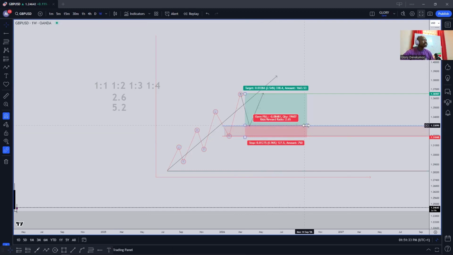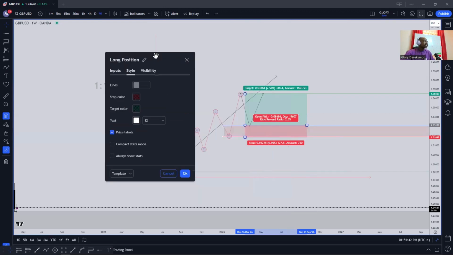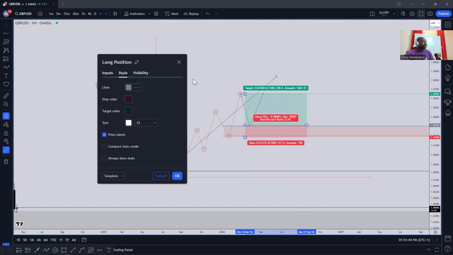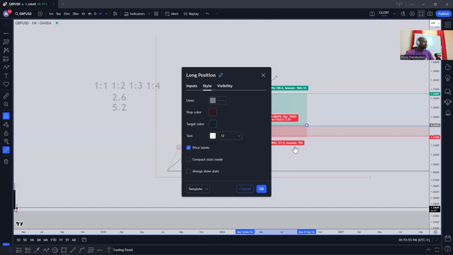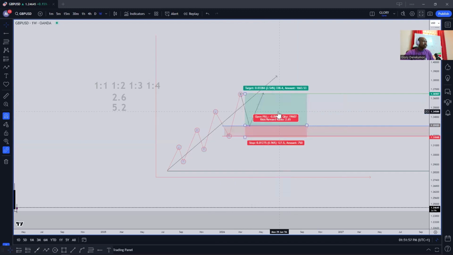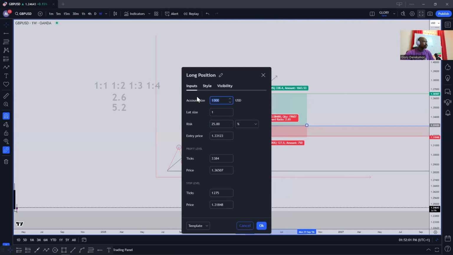Now, for you to know the number of pips from your entry price to your stop loss price, all you need to do is double click on the position tool and the settings dialog box is going to come up. Okay, either you double click on your position tool or you just click once on your position tool and then come right down here all the way to settings, okay? But the fastest way, obviously, is to just double click on your position tool, right? And then come to inputs, okay? Inputs.